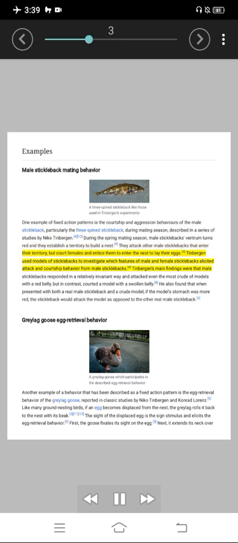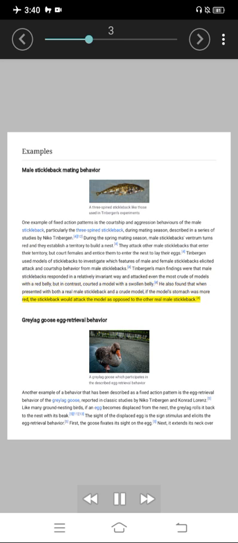Tinbergen used models of sticklebacks to investigate which features of male and female sticklebacks elicited attack and courtship behavior from male sticklebacks. Tinbergen's main findings were that male sticklebacks responded in a relatively invariant way and attacked even the most crude of models with a red belly, but in contrast, courted a model with a swollen belly. He also found that when presented with both a real male stickleback and a crude model, if the model's stomach was more red, the stickleback would attack the model as opposed to the other real male stickleback.